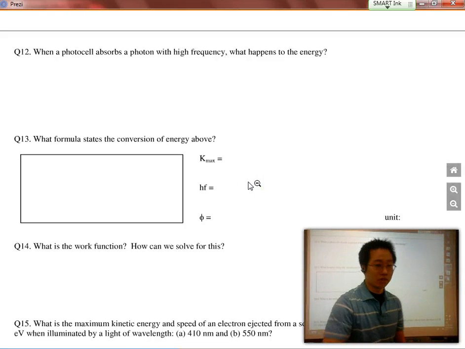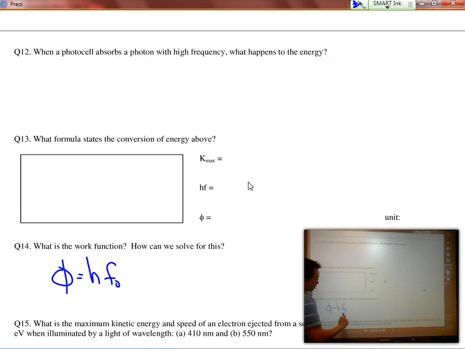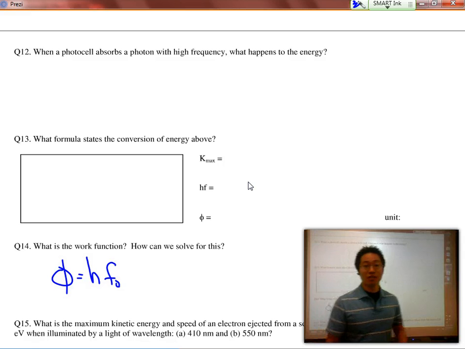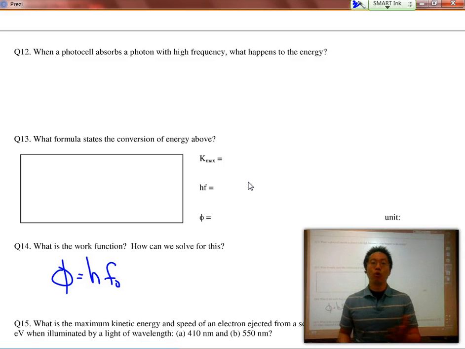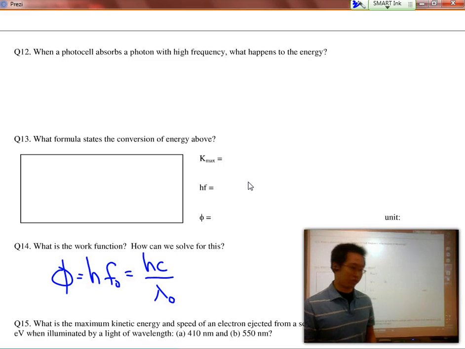Okay. So just to recap, work function ultimately just means the minimum frequency needed to knock an electron out, or you can think of it as the maximum wavelength, of course, as well, if we were talking about threshold wavelength instead of threshold frequency.